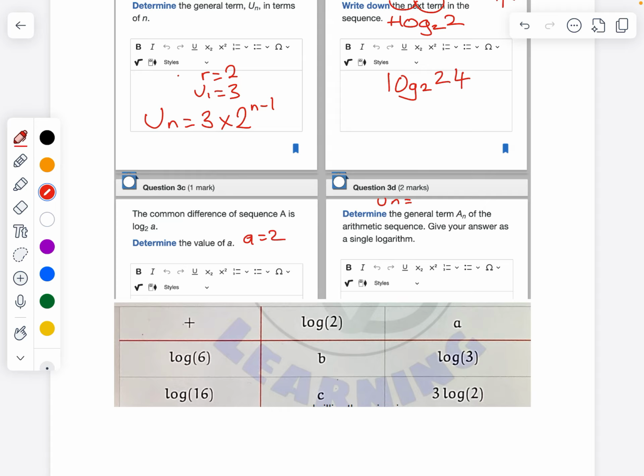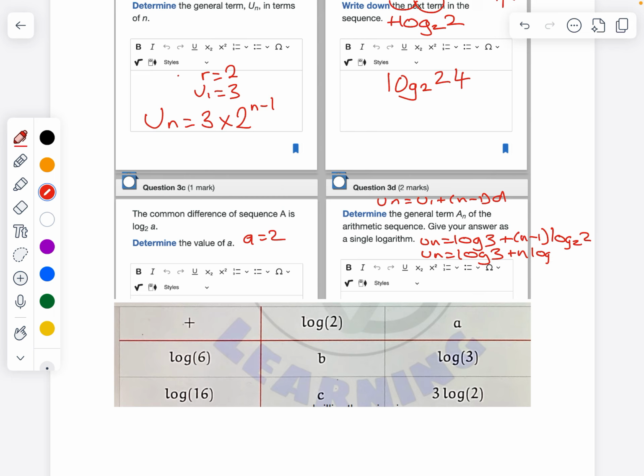Right, the next question then, for 2 marks, says let's determine the general rule. Well, you have the formula in your book, which is u1 plus n minus 1 d. The first term is log 3, and then plus n minus 1, and the common difference is log 2. So then if we expand the bracket, we're going to be given log 3, and then plus n minus 1 log 2.